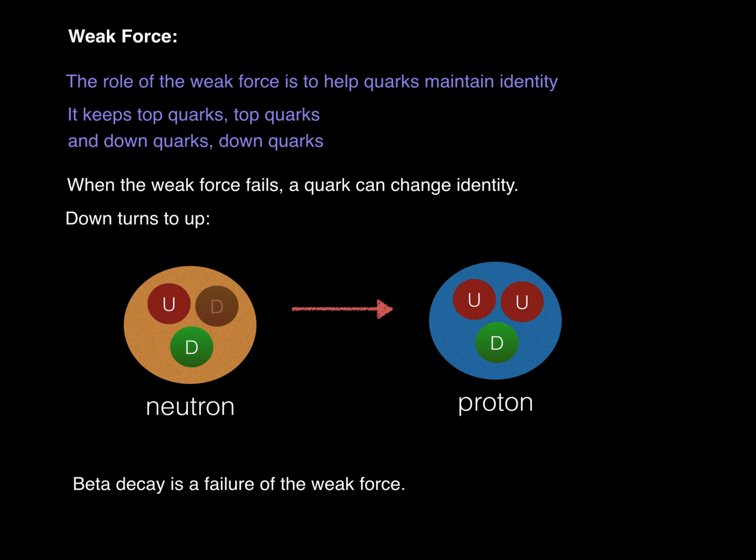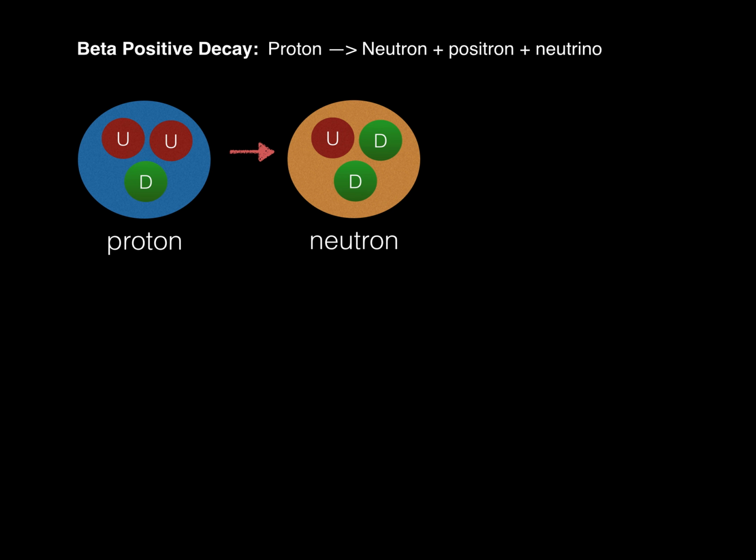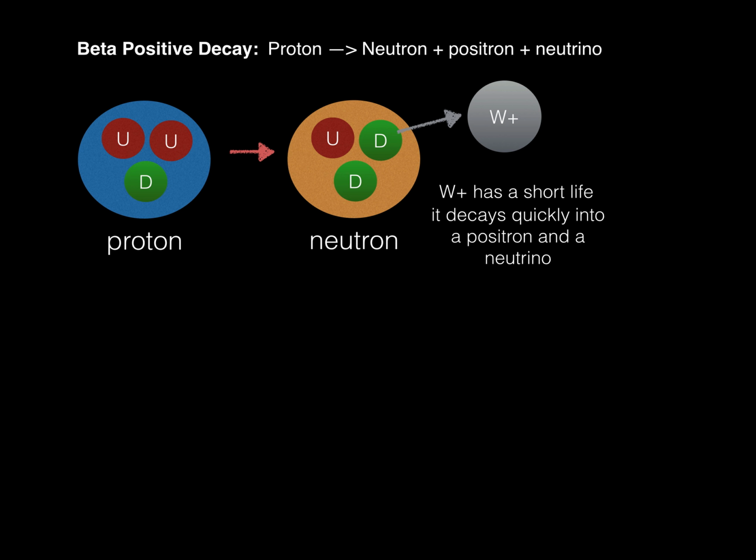Beta decay is a failure of the weak force. In beta positive decay, a proton turns into a neutron and releases a positron and a neutrino. So we have a proton made of up, up, and down quarks, turning into a neutron, which is up, down, down. In the process of turning into a neutron, the quark that changes from up to down releases a W plus particle. This is the boson that transmits the weak force. The W plus particle has a very short lifespan. It decays quickly into a positron and a neutrino.